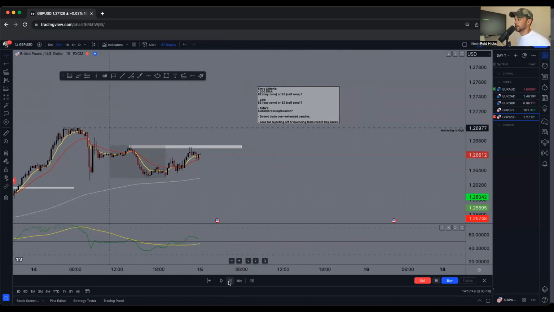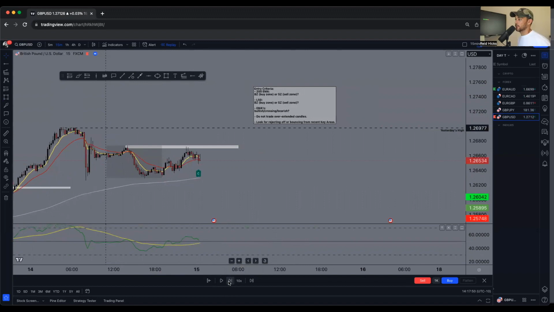Pulls back. Almost presents an A2. I would not get in like here. Nope. This is not a setup I like. It's within the Asian range. Asian range hasn't even broken out to the upside or the downside. If anything, price is bullish because of the 200 EMA. Never trade against the 200 EMA. Yesterday's highs in the way. This is just a stopping market for me.